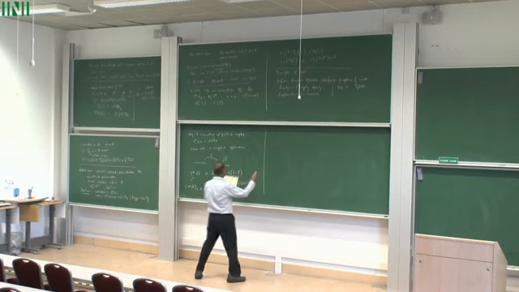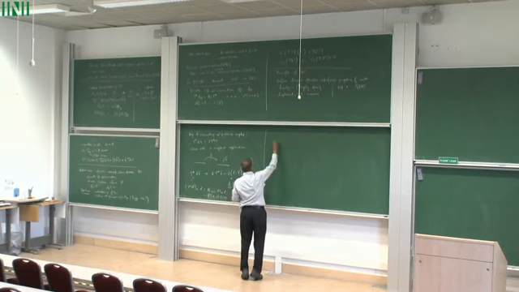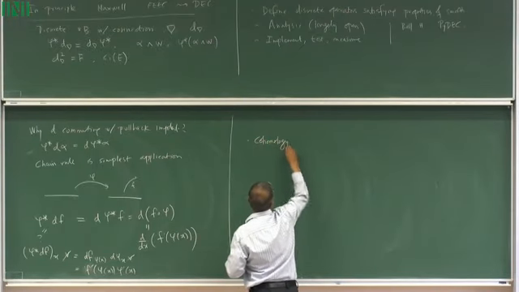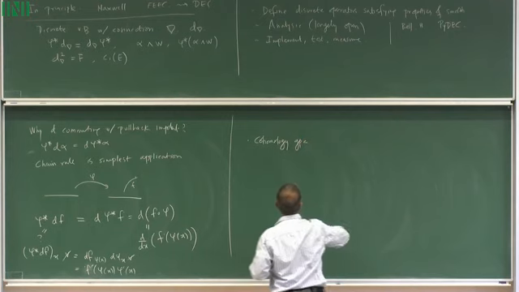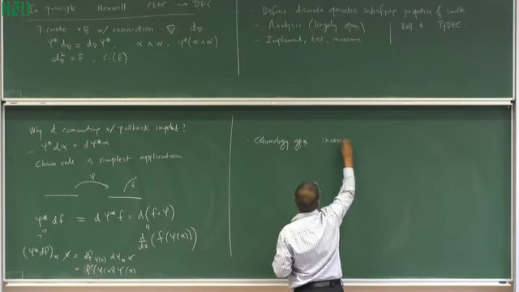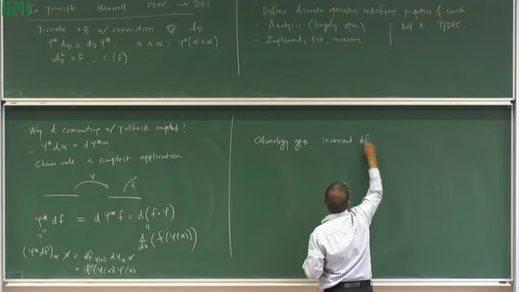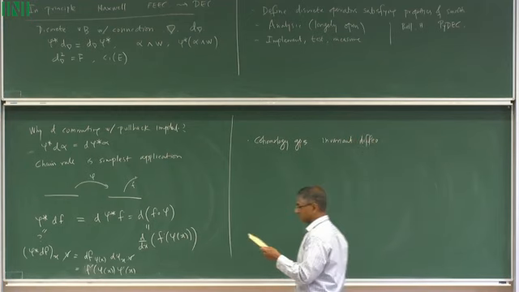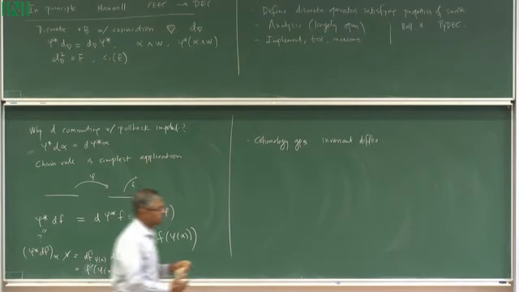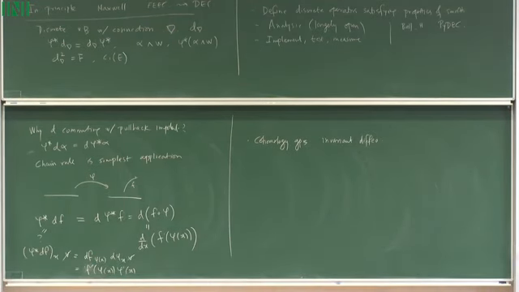Okay, so the other useful thing about commuting with pullback is that cohomology groups are invariant under diffeomorphism. So there are many situations where commuting with pullback is important.